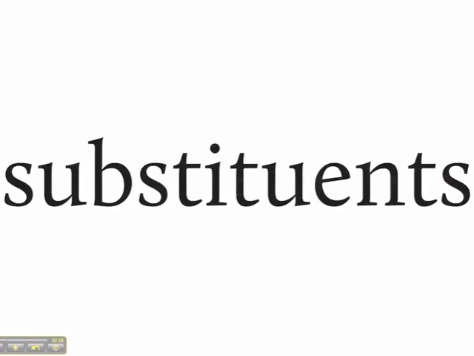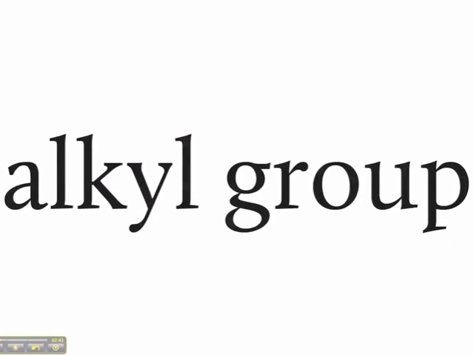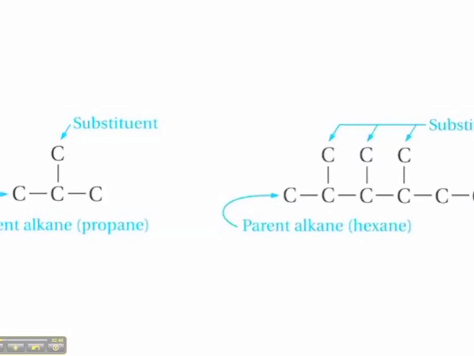And we can have branched chains, branches off that straight chain. And we call those branches substituents. The substituents we're going to talk about are alkyl groups. They're also made up of carbons. So here's a parent, what we call the parent chain. We'll get to that when we name them.